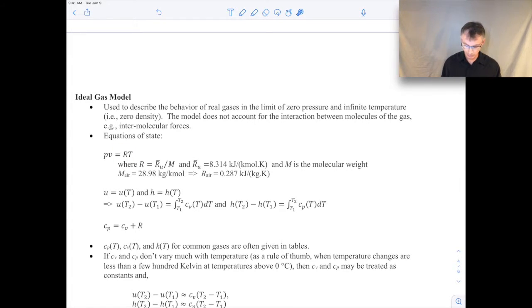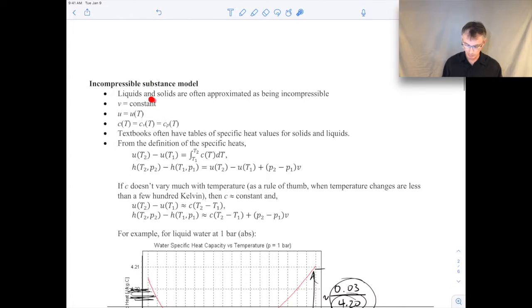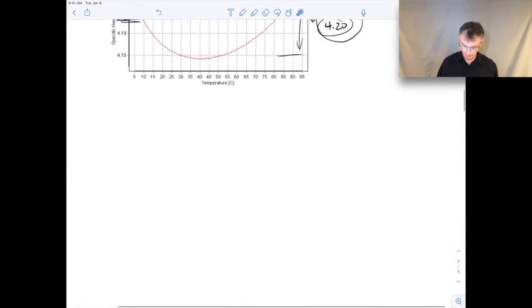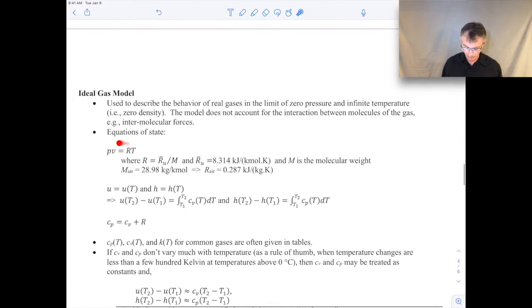So these are called equations of state. We had equations of state for the incompressible model. If I go back up here, the equations of state for the incompressible model were this one, specific volume is a constant, and this one, where the specific internal energy is just a function of temperature. So equations of state, again, just relate, they give you more information about how the properties are related to one another. So let's go back to the ideal gas model.